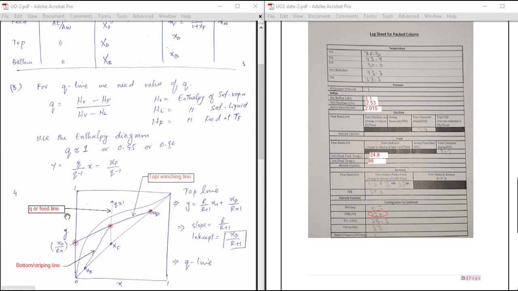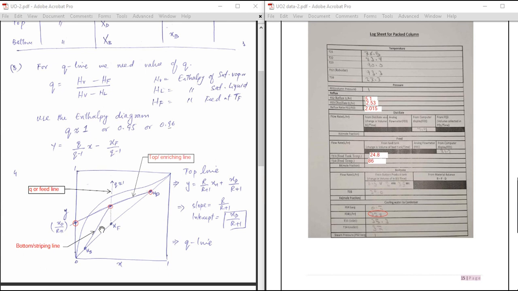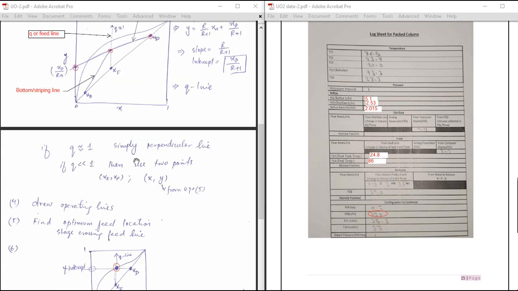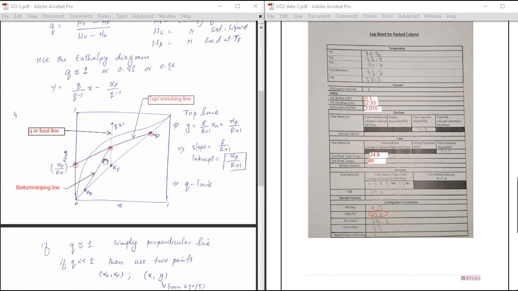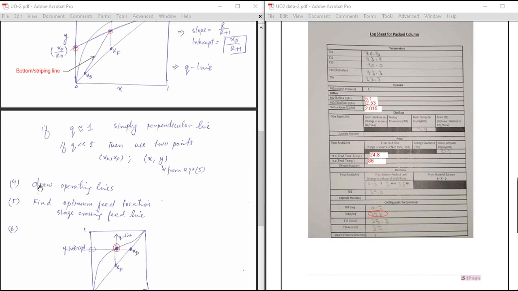Once you draw the top line and the q line, it is very easy to draw the stripping line or the bottom line. It is basically from the intersection of these two lines to xB. So your McCabe-Thiele diagram is complete, and now you can do the stepping to find the number of trays. If q equal to 1, simply a perpendicular line. If q is less than 1, maybe 0.8 or 0.7, then you can use two points. For example, you have one point as xF, and the second point you can find by this equation. Here we do not use the intercept, we can use the slope, because the intercept will lie outside the scope of this graph. So draw the operating lines and find the optimum feed location. You can find the optimum feed location at the stage which is crossing the feed line.